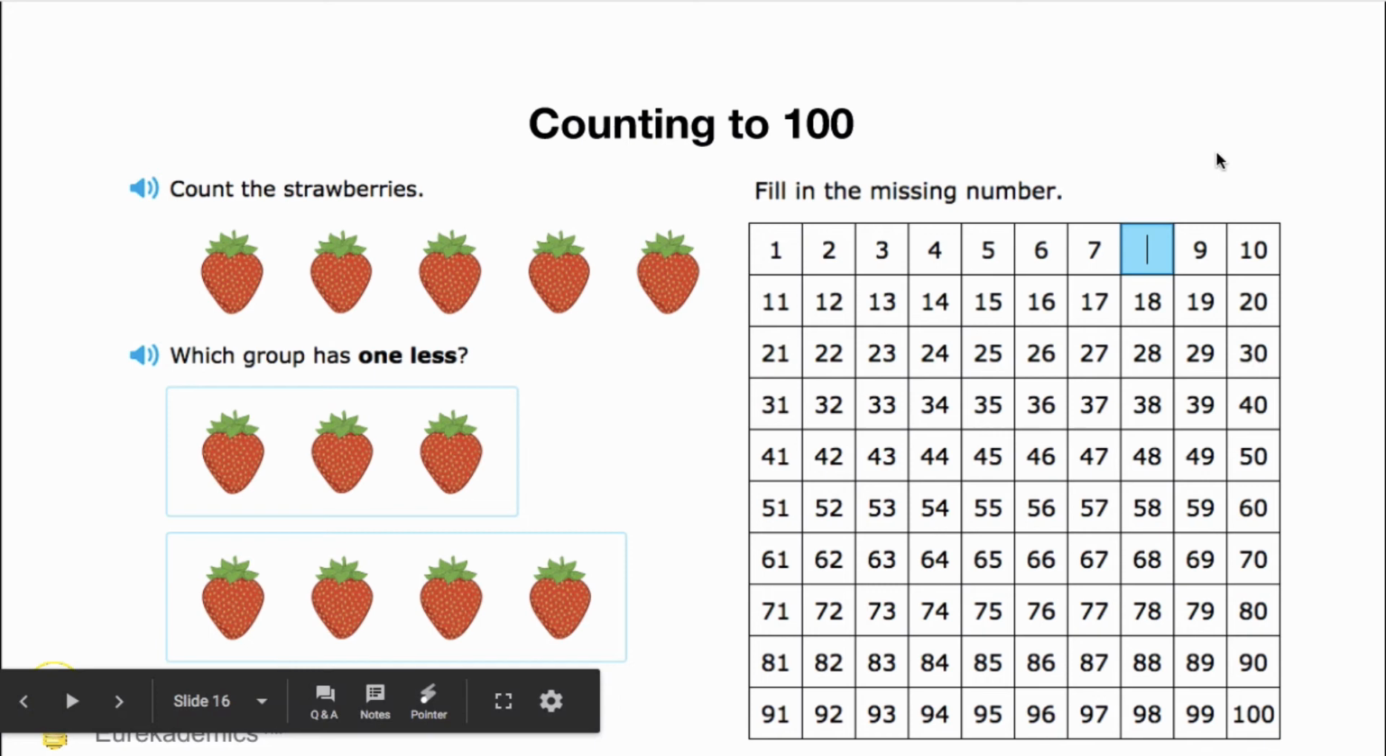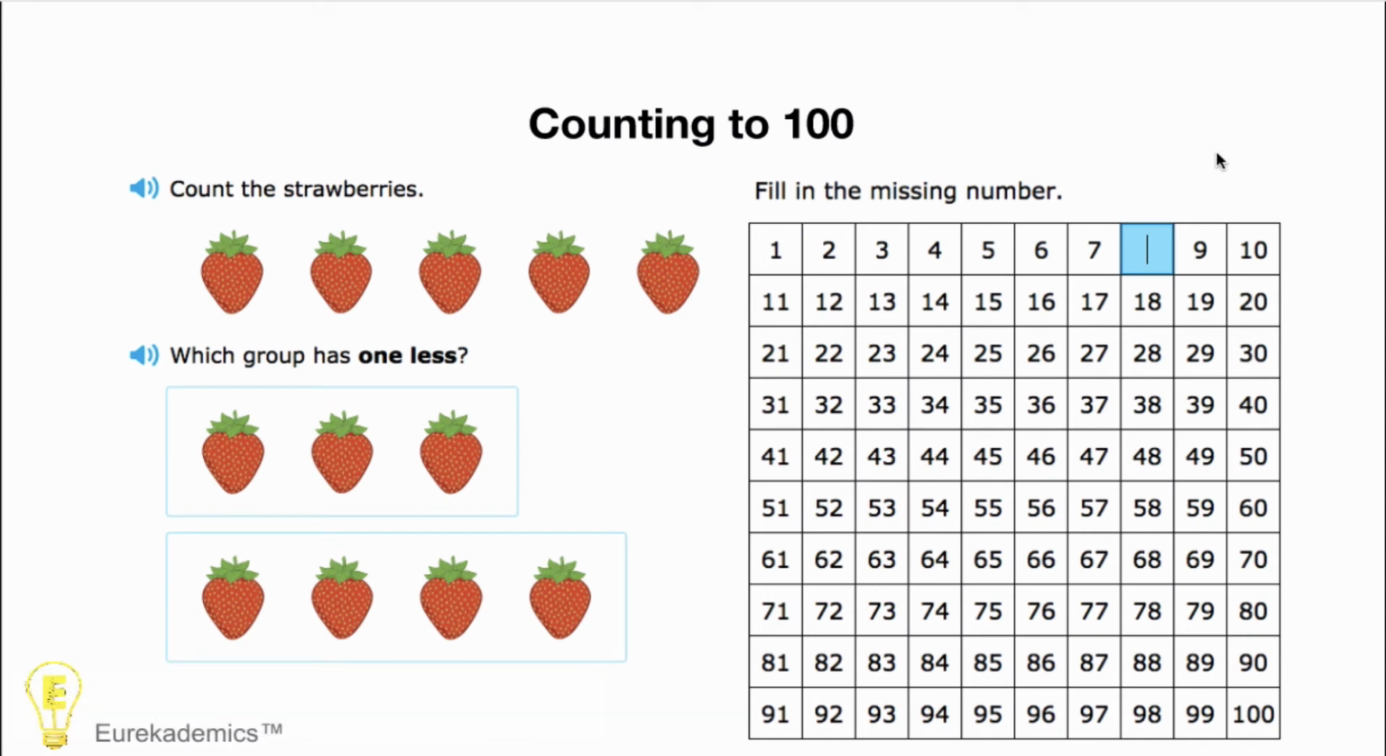Now I want you to practice when your mom or dad come home. I want you to ask for their wallet and count up the dollars that they have and report to them how much money they have.